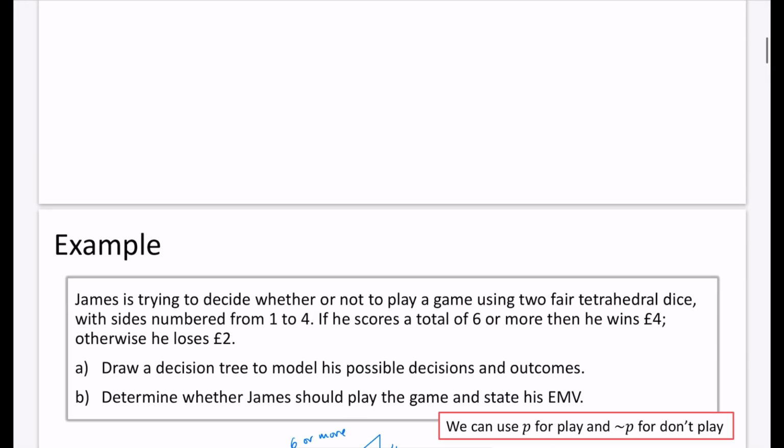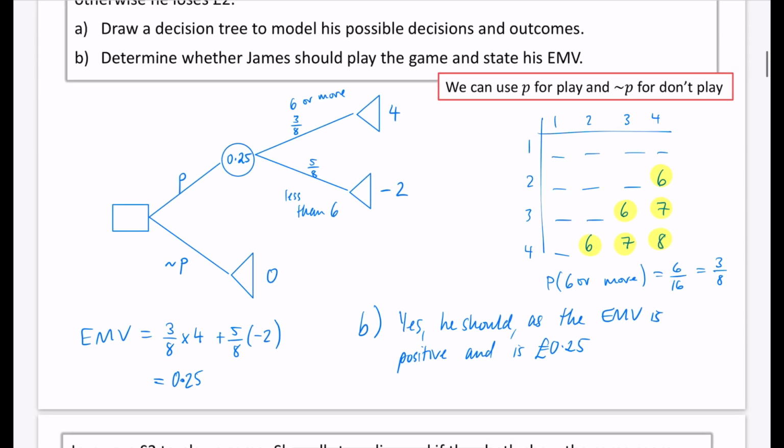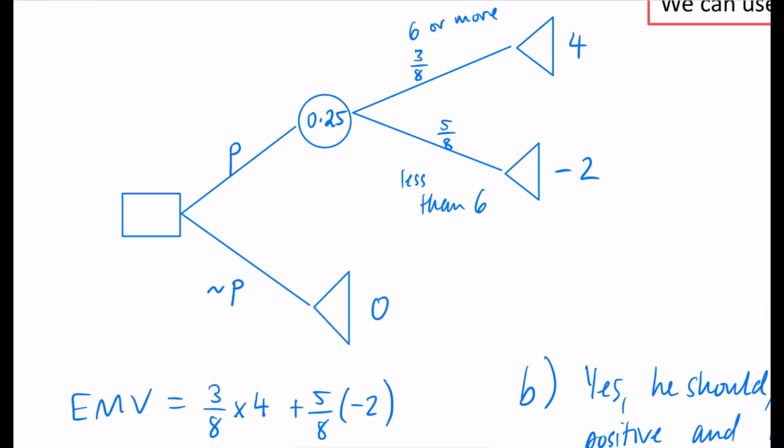And we can finish off by doing this last part. We can complete the tree by writing the EMV in the first decision box to show what's going to happen. So we're actually now saying this is what the expected monetary value would be, 0.25. And I'm going to cross this one off with 2 lines because he is not going to select this option. He is always going to pick this one.